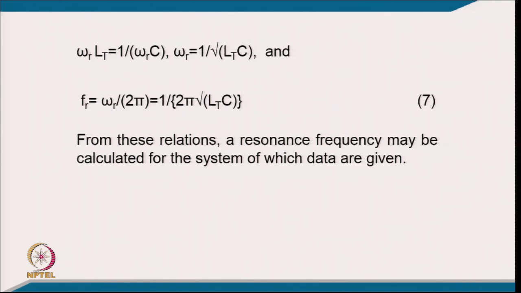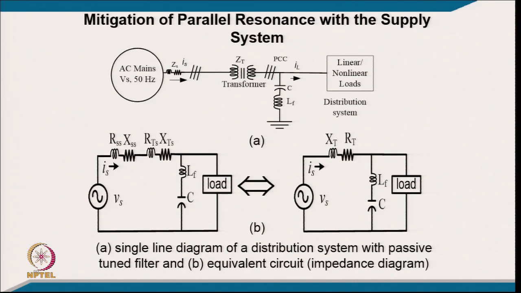If this frequency matches with some frequency produced, or is close to the frequency produced by the harmonic producing load, then you will certainly have amplification because of high impedance, and typically of harmonic voltage. So, that is virtually like you are keeping a passive filter.